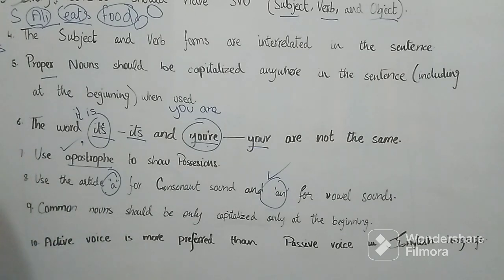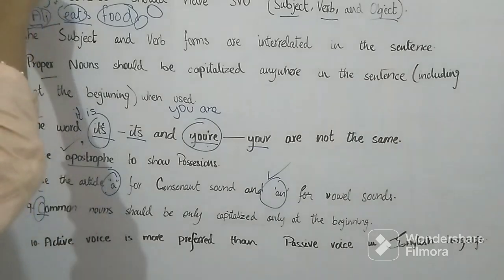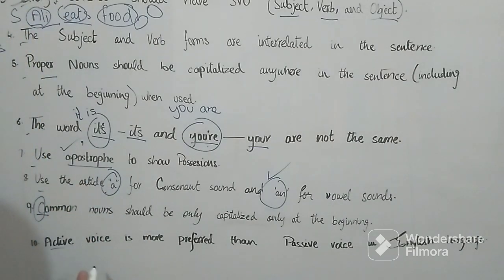Our ninth rule, that common nouns should be capitalized only at the beginning of a sentence. Like in this sentence, common nouns, this is a common noun, right? So they should only be capitalized at the beginning of the sentence. All common nouns should be capitalized only at the beginning of the sentence, and the proper noun should be capitalized everywhere in the sentence, including the beginning, whenever used.